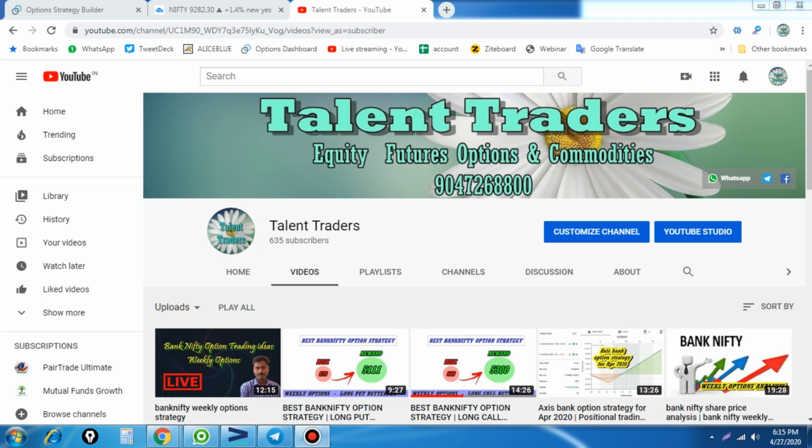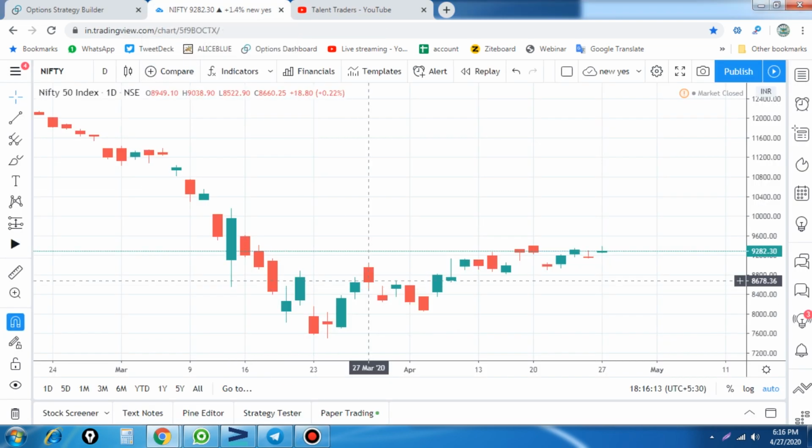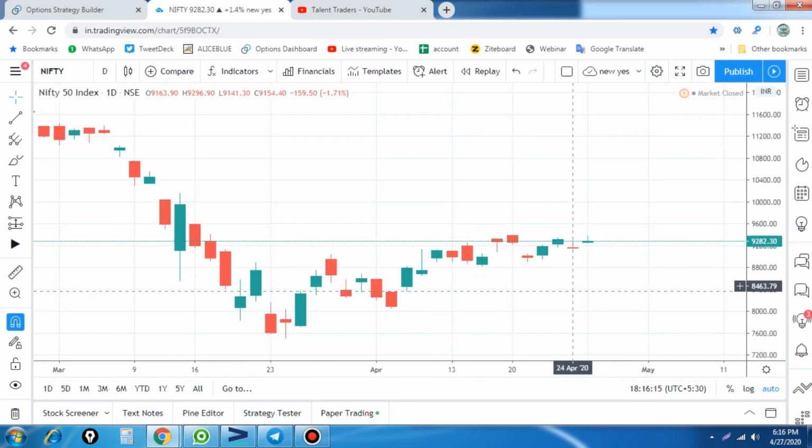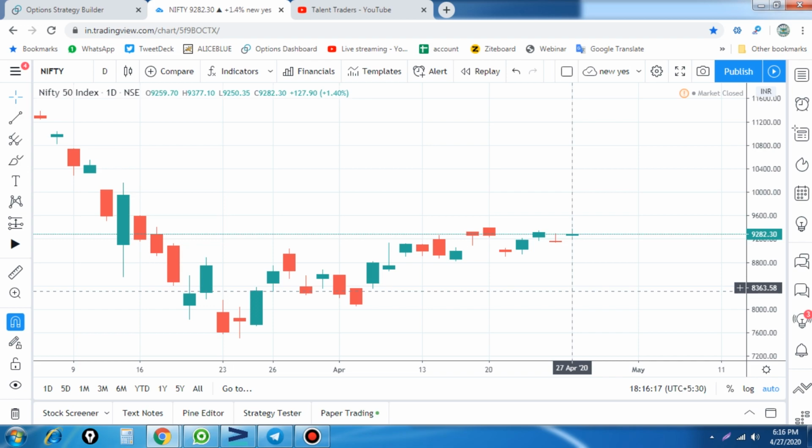So here I'm going to analyze the Nifty and what should be the best trading strategy with the risk reward ratio. We are going to find out that kind of strategy here, how we can apply it, what the margin is, and everything we can discuss in this video. This is a strategy which we can apply for any stock or index.